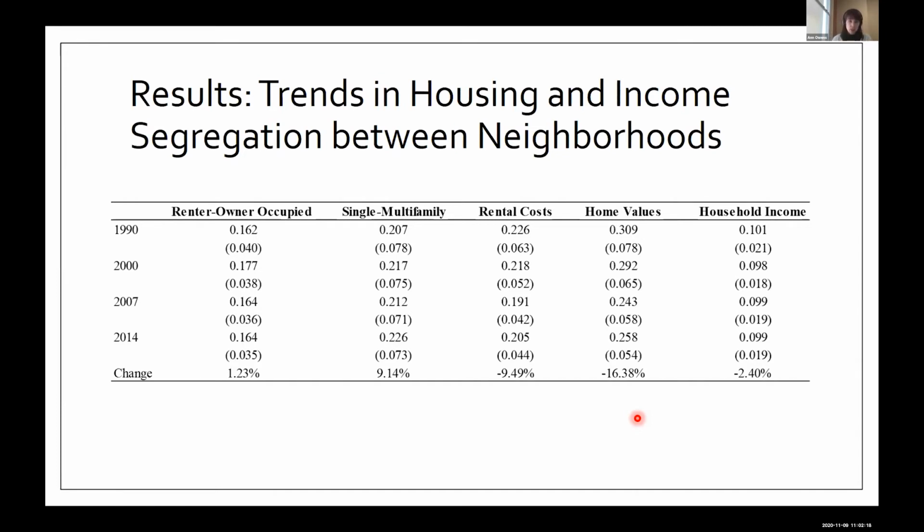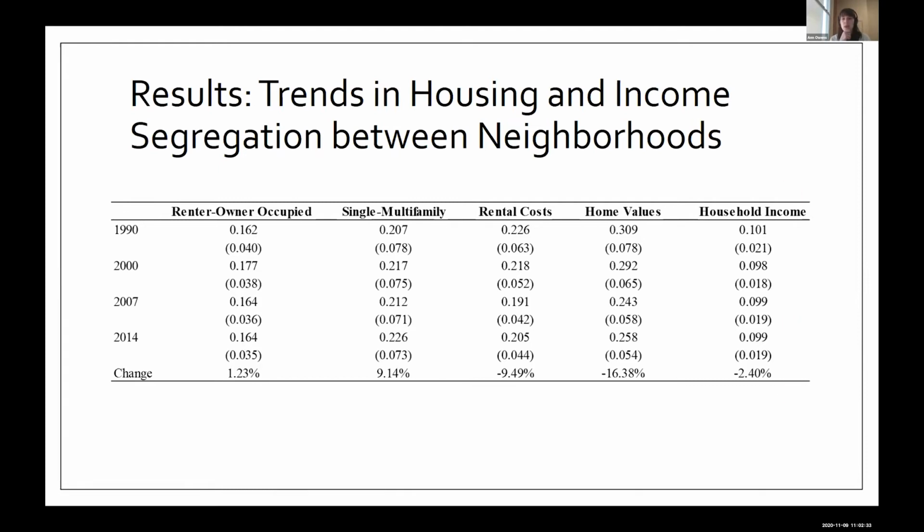We could be seeing recession effects here. We kind of see a decline up through 2007, which could capture the start of the recession, and then maybe an increase. So we'll have to see what happens in the future. And then the last column shows trends in income segregation.